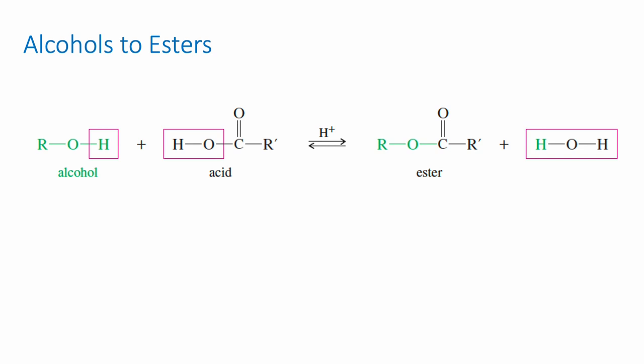So now we've seen how to make alcohols into ethers by bimolecular condensation and the Williamson ether synthesis. We can also make alcohols into esters, and that requires an alcohol and a carboxylic acid. So recognize in this scheme that's shown here, we have the alcohol and the acid coming together. It's kind of like a condensation.